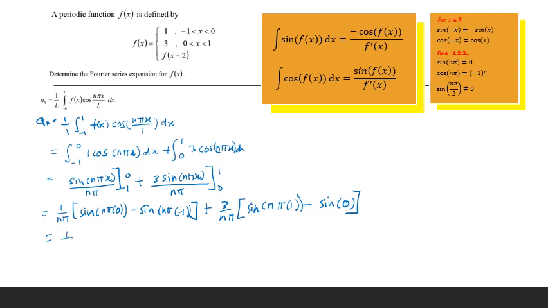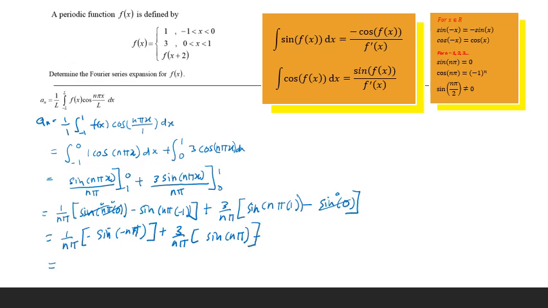Since at 0 we get all 0, sine 0, n pi 0 is 0. So sine 0 is 0. So this one we get negative sine minus n pi, plus 3 over n pi sine n pi. I copy this one first, minus sine 0. Sine 0 is equal to 0. So we have only 0.